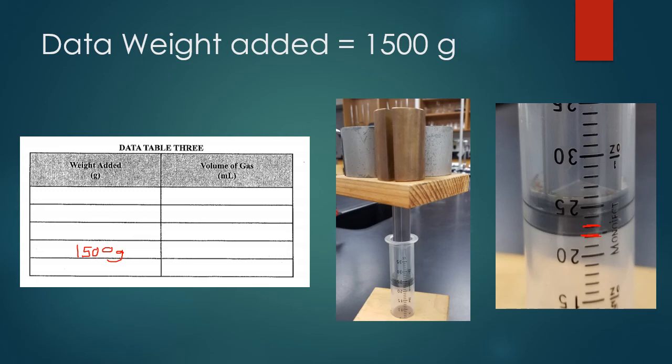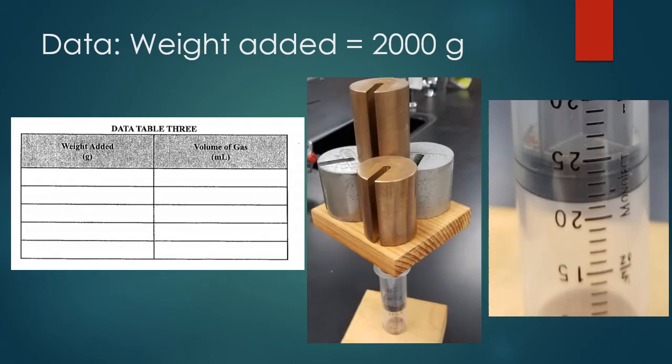So now where are we? Approximately 22. And then last but not least, let's look at what happens when we add the last weight. We're at the 2,000 grams of weight being added. Now at 1,500, it was at 22. And that 22 is right here. And now it didn't even go down a whole milliliter. It went down only half a milliliter to 21.5.